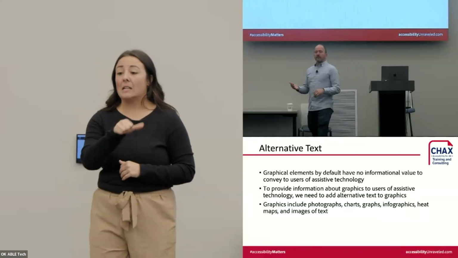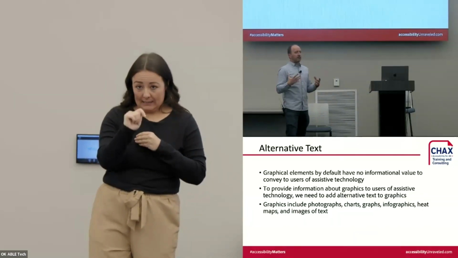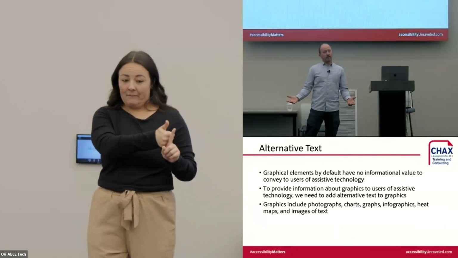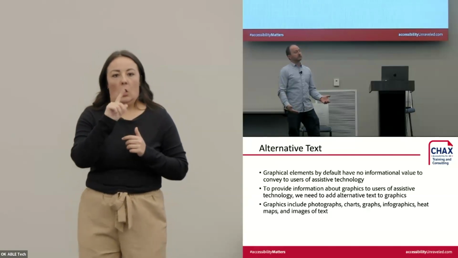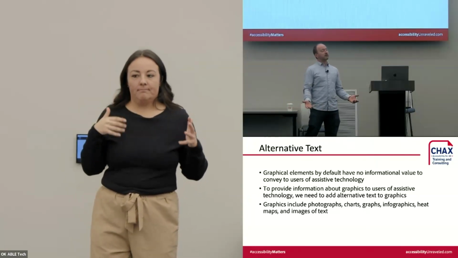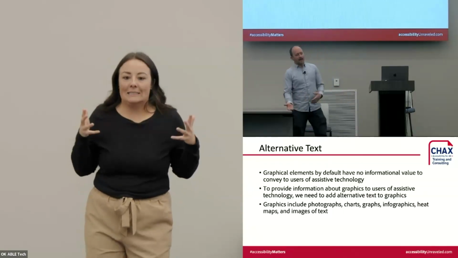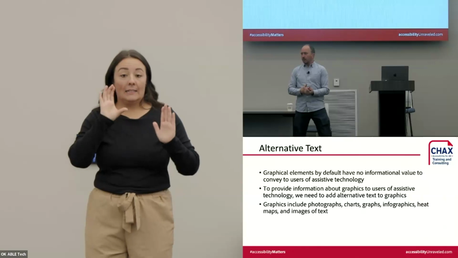Another big one is adding alt text to our figures, because figures fundamentally have no value, right? All assistive technology knows is that it's a graphic. And so it'll voice it as a graphic, but that's all we know. And so when we add images in our document, we need to accurately describe them.